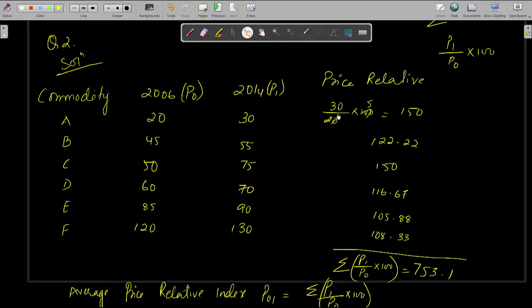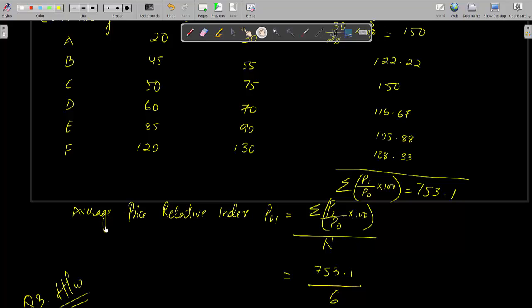So here in price relative, you will have to calculate this way, that is P1 by P0 into 100. You have to take the value of the current year divided by the base year into 100, and you find out the value of price relative. Once you find out the price relative, you have to sum up everything, that is find the sum of all the price relatives of all the commodities. That is why we denote as sigma P1 by P0 into 100. Once you calculate this one, you have to put it in a formula. Write down average price relative index and then denote the formula, put the value, divide by number of commodities.